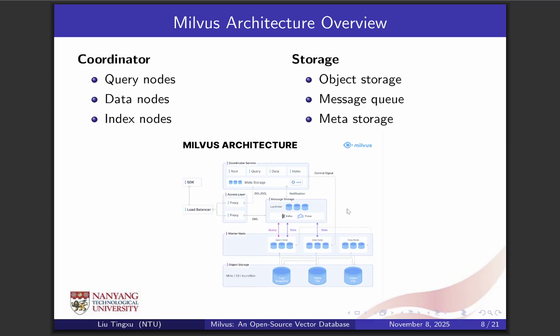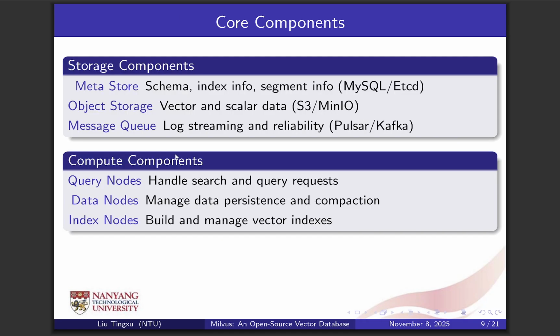And here is an architecture overview for Milvus. We can see the coordinator includes query nodes, data nodes, and index nodes, and the storage includes object storage, message queue, and meta storage. And here are some core components of Milvus. We won't talk about them in detail.